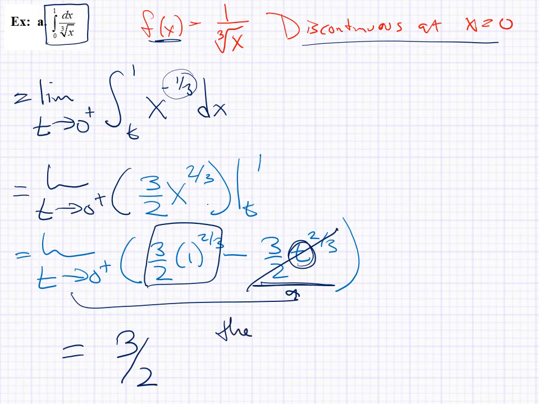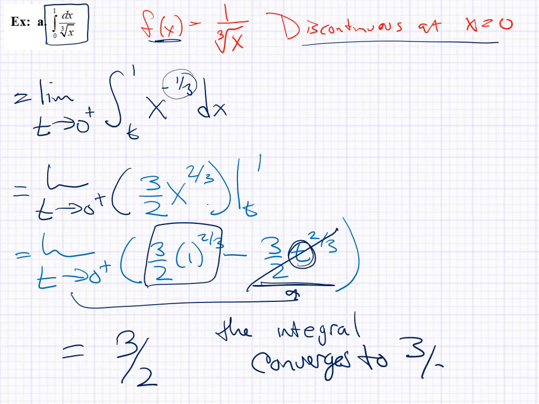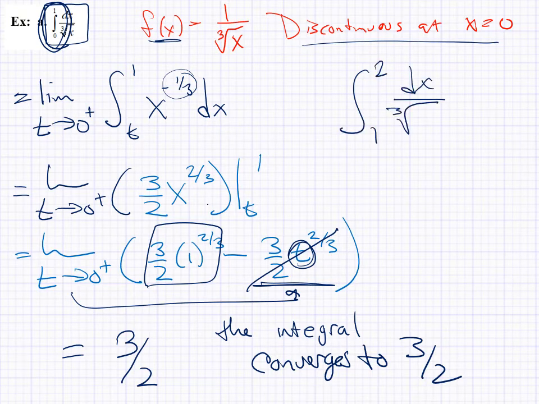And therefore, the integral converges to 3/2. But the tricky thing is you have to watch out for the interval. Because again, if I did the interval from 1 to 2 of the exact same function, cube root of x, I wouldn't have to do anything with limits. I wouldn't have to replace any of this with a t. I would just go straight ahead and integrate it. So be careful.